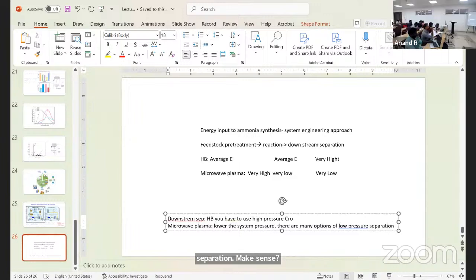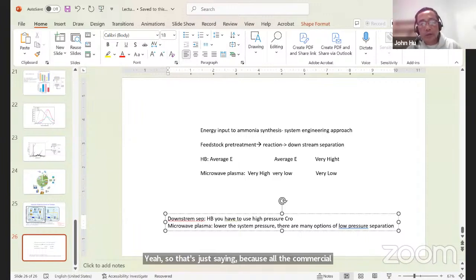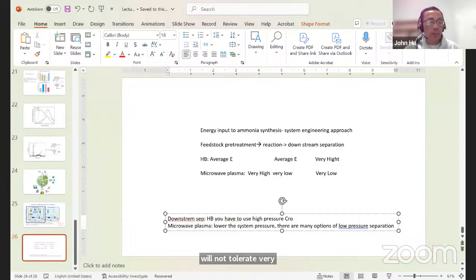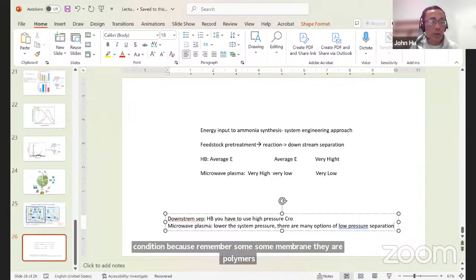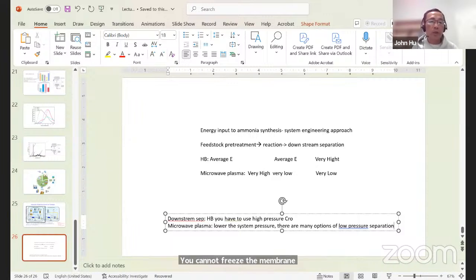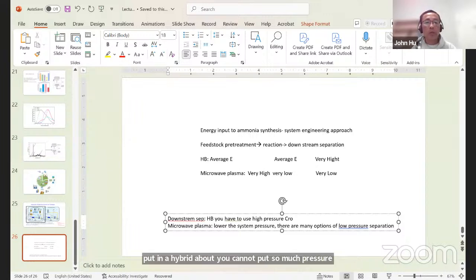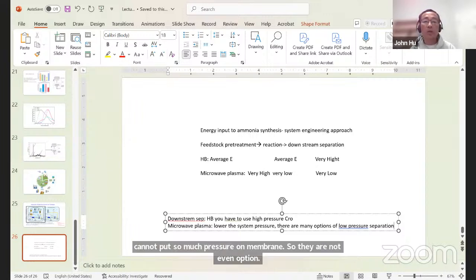Understand, sir. Yeah, so that's the same thing, because all the commercial ones, you heard about pressure swing, all right? Pressure swing or the membrane. You cannot use membrane for the Haber-Bosch, because today's membrane will not tolerate very low temperature cryogenic condition, because some membranes are polymers. You cannot freeze membrane, put in the Haber-Bosch. You cannot put so much pressure on membrane. So they are not even an option. So Haber-Bosch's only option will be cryogenic.